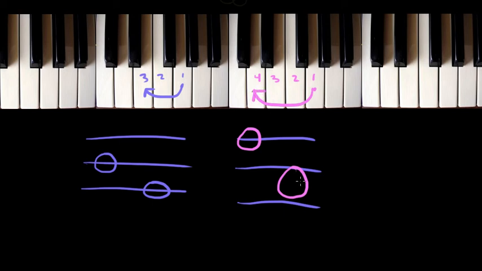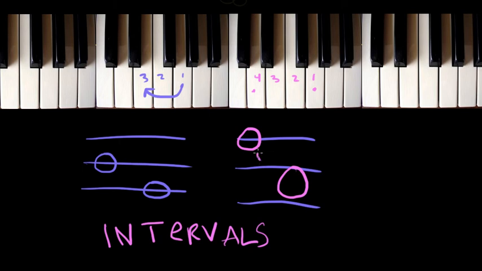So in this music, we play first this piano key, and then after that we play this piano key. And these are intervals. Intervals are the distance between two piano keys or two notes on the lines and spaces.